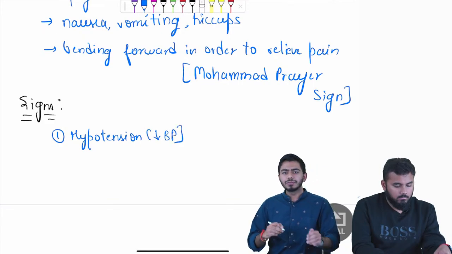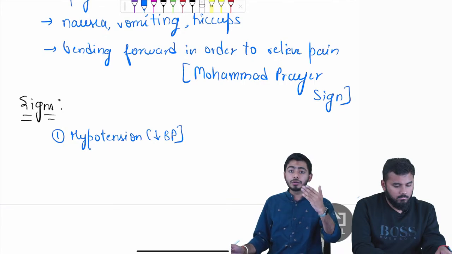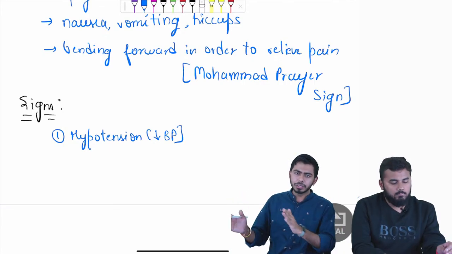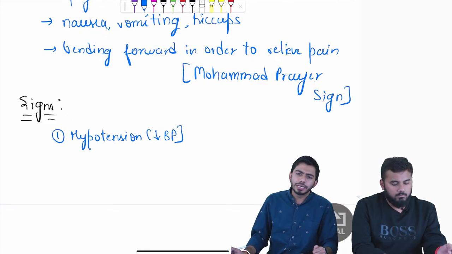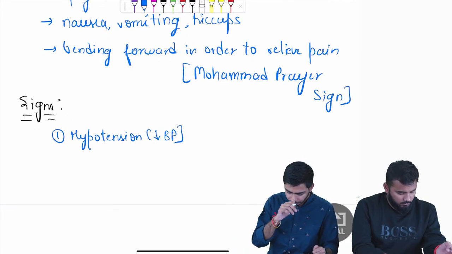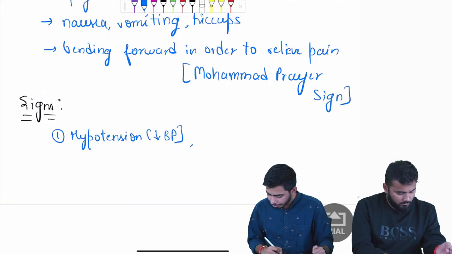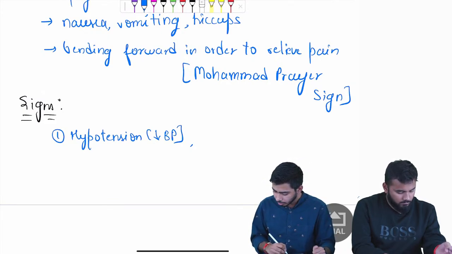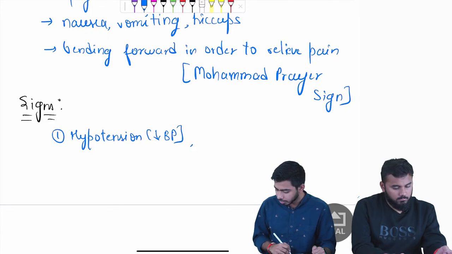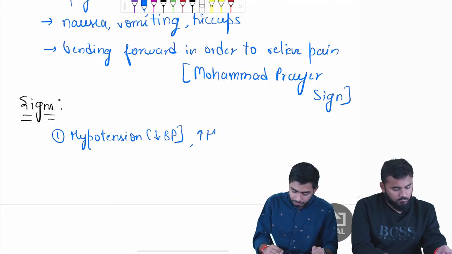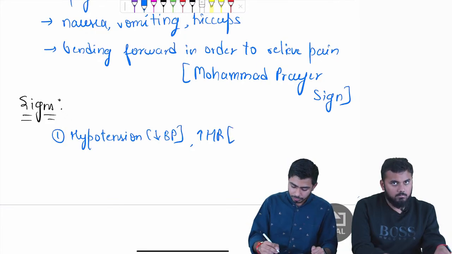Now guys, you tell me, if the BP is on the lower side, what will happen to the heart rate? Is it bradycardia or is it tachycardia, if the patient has hypotension? Very nice, this is tachycardia. So the heart rate will be on the higher side, that is tachycardia.